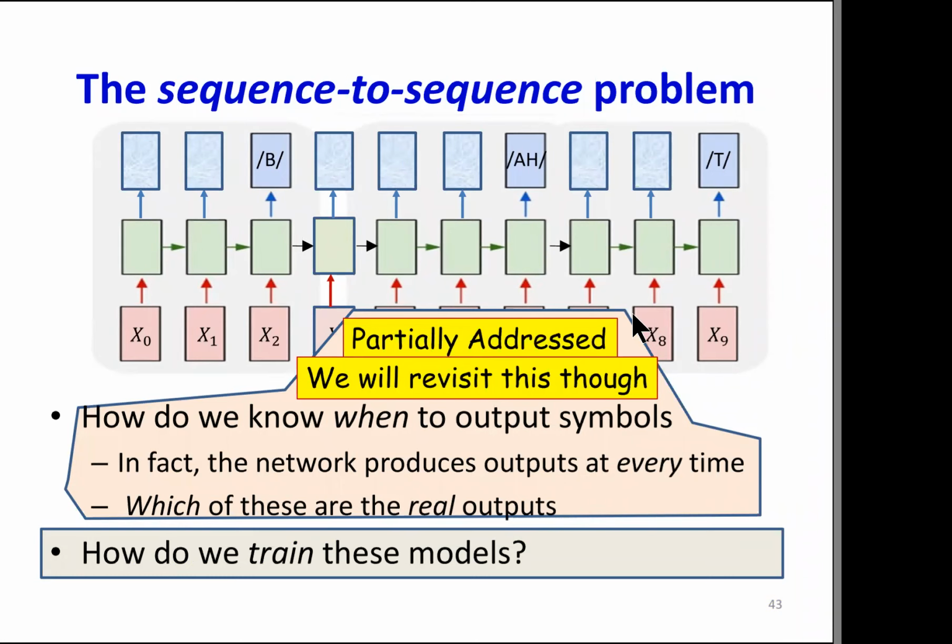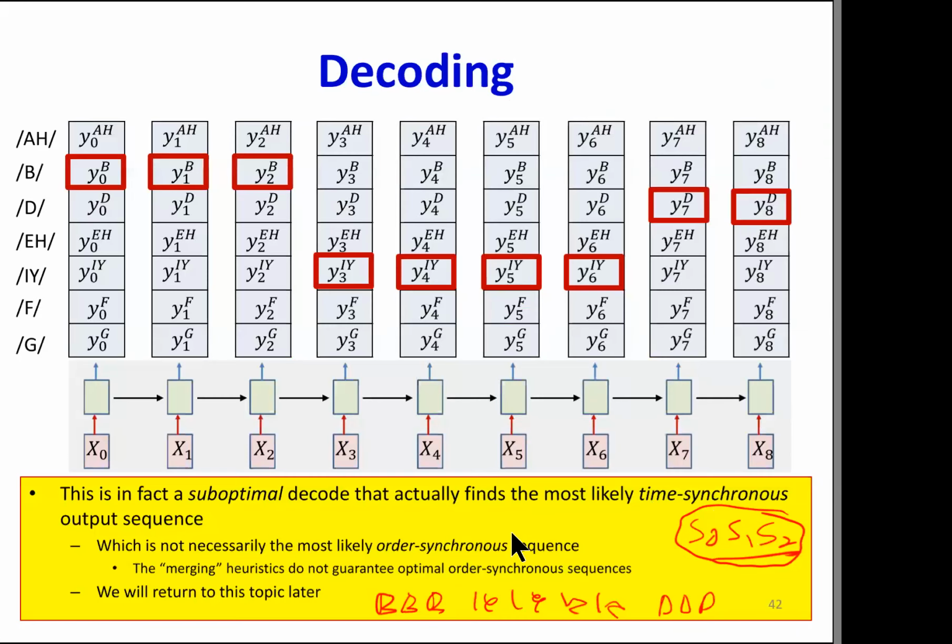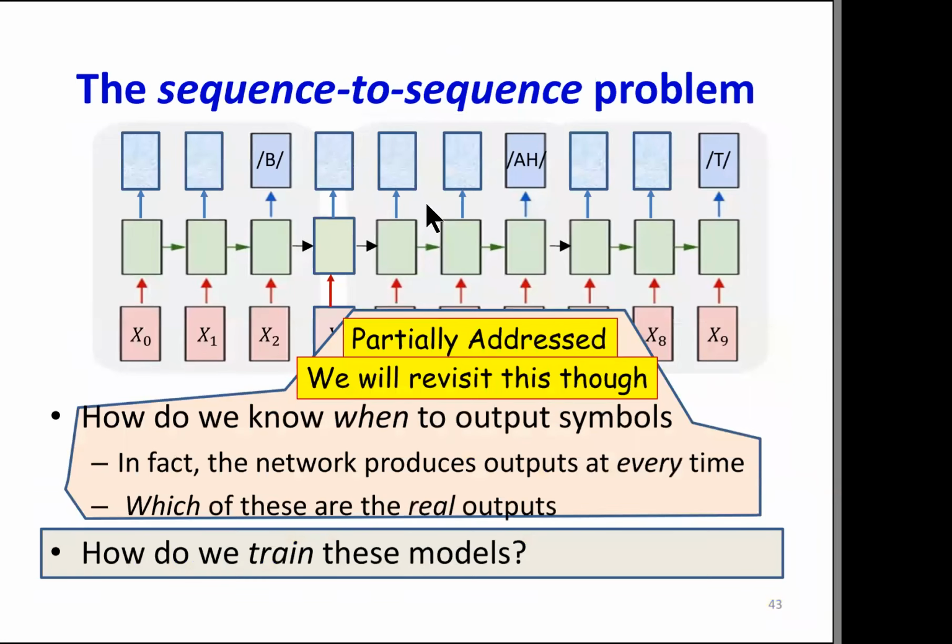Because as we just saw, this problem is significant, and you'll see more of it in a few minutes, later in this lecture and the next lecture. But let's just assume that this problem is currently solved. The bigger issue is how do you train these models?